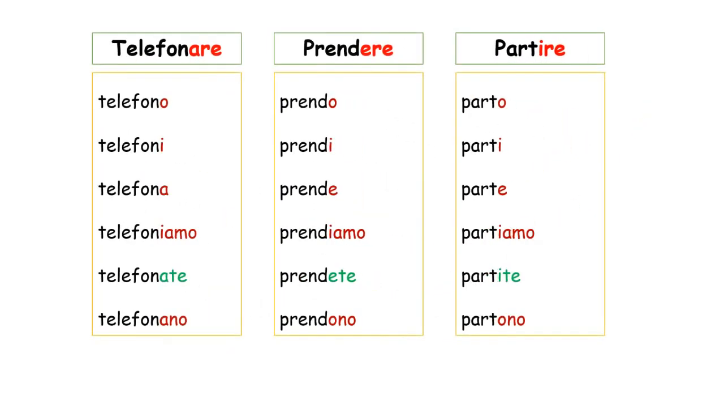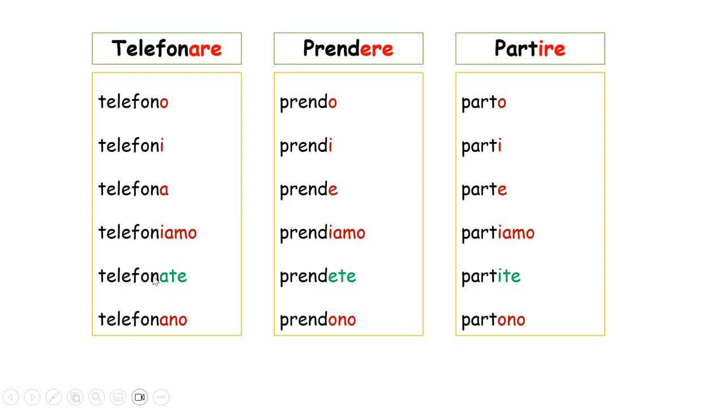Now let's compare these verbs. Let's see, the first person is all with O. Telefono, prendo, parto. The second is with I. Telefoni, parti. Then the third person changes. We have telefona, prende, parte. Telefoniamo is the same. Prendiamo, partiamo.